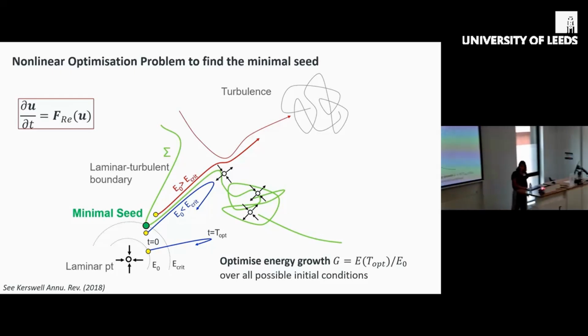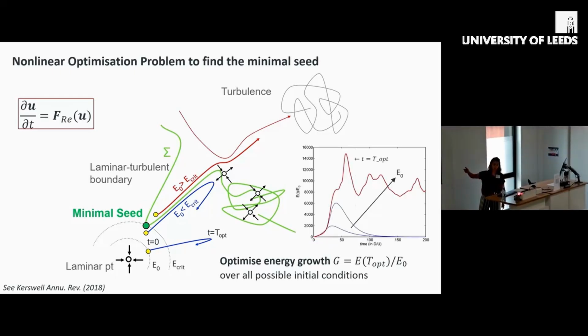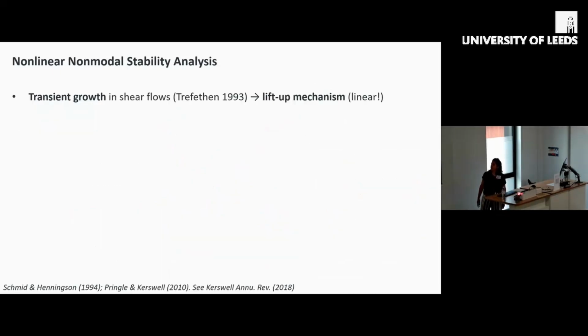And if we look at the time evolution of, for example, energy starting from the minimal seed or just above it, we see that we can trigger turbulence, but even disturbances that decay are transiently amplified. So this is this transient growth mechanism that, again, Tom talked about before, much more in detail than what I will say here, so that's great.